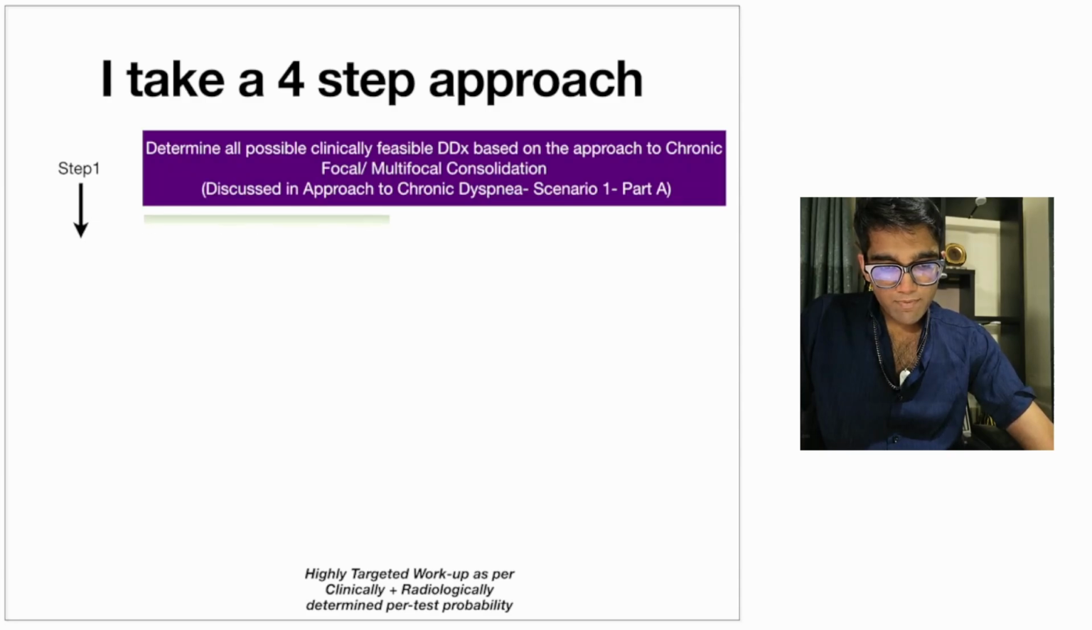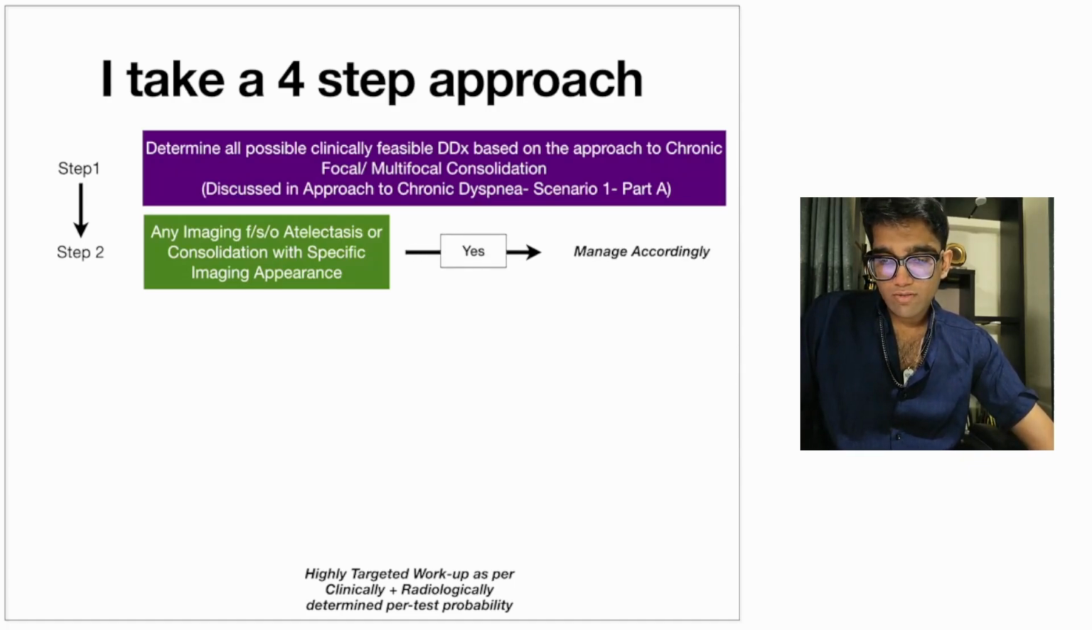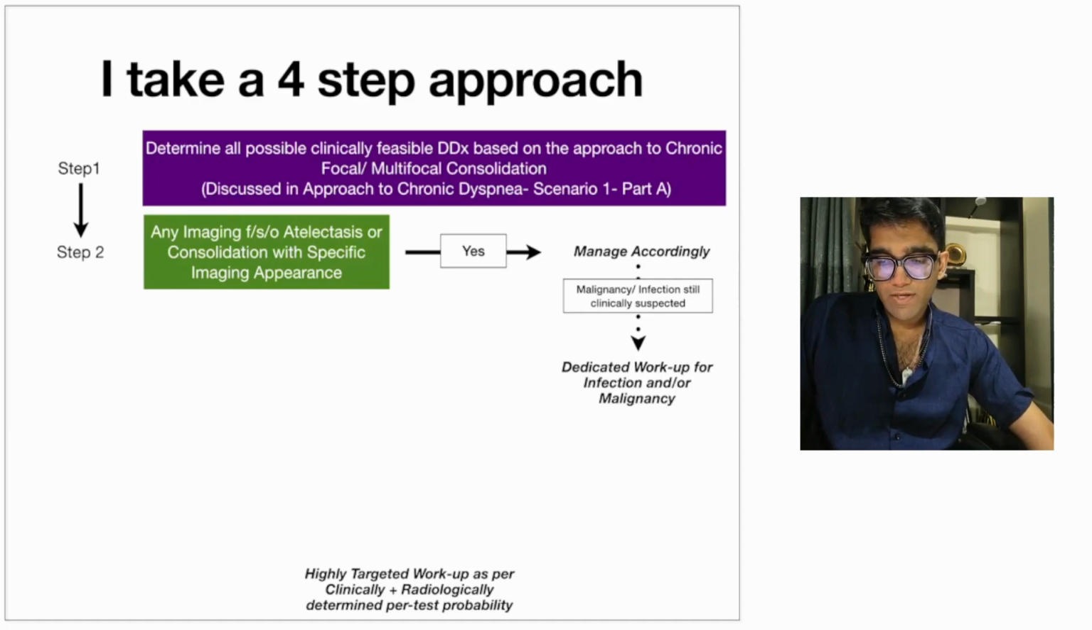The second step is to see if there are any imaging features suggestive of atelectasis that might be the actual pathology, and it's not really a consolidation. So in the next talk, which will be our final one on approach to chronic focal or multifocal consolidation, I'll be going into the details of what the imaging findings of an atelectatic consolidation are. If that is the case, we manage accordingly, and if we're suspecting a malignancy, we go ahead and do a dedicated workup for infection and or malignancy.